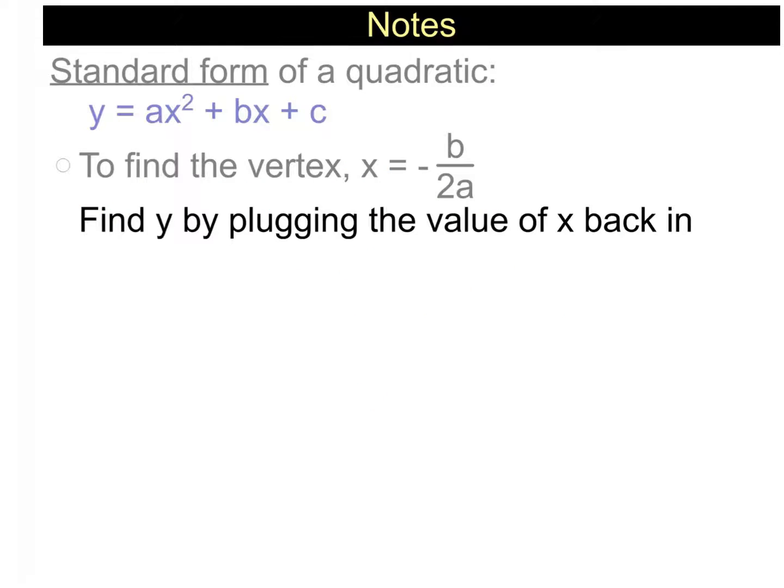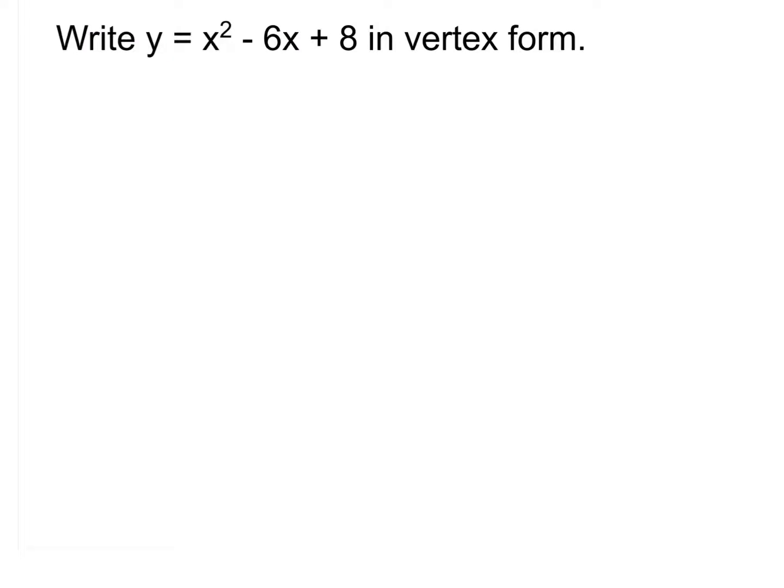Now, another addition for your notes then. Right below where we find the vertex, that x equals negative b over 2a, now add that we find y by plugging the value of x back in. We find y by plugging x back into the equation. So, having found the vertex, remember we found our vertex for this particular problem was at 3, negative 1. We can now write our equation in vertex form.